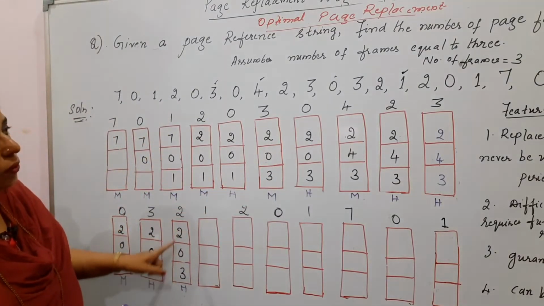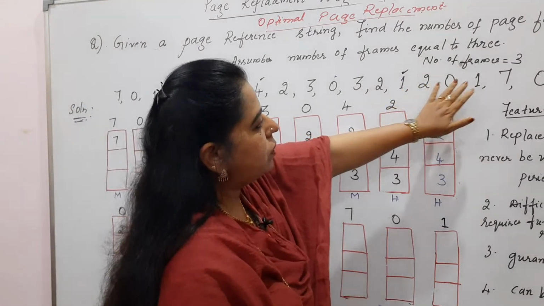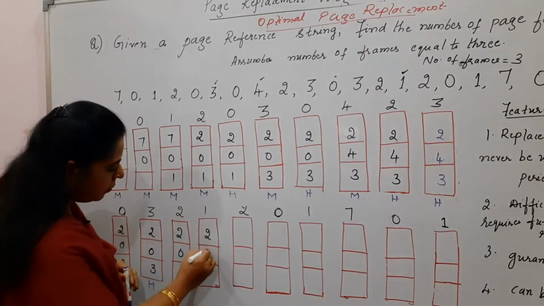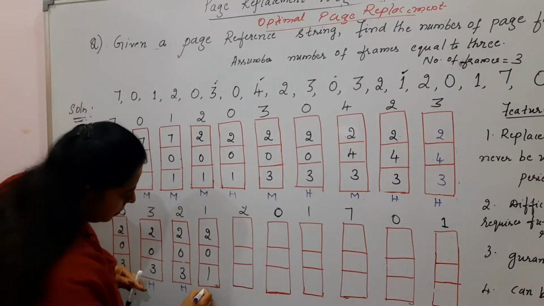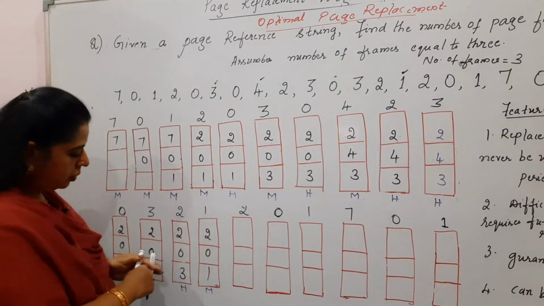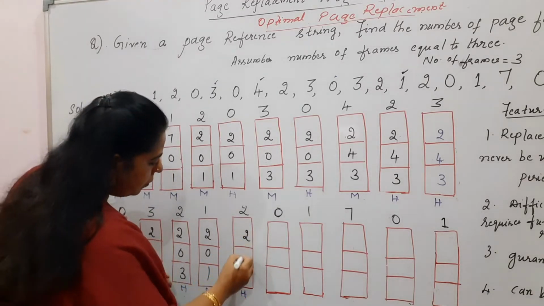Out of these three, 2, 0, 3, 2 is used immediately, so you should not replace it. After that comes 0, and 3 is not appearing at all in the future, so it is better to select 3. So it becomes 2, 0, 1, and of course this was a miss. Next is 2. 2 is already there, so it is a hit. First of all, I will write H, then 2, 0, 1.